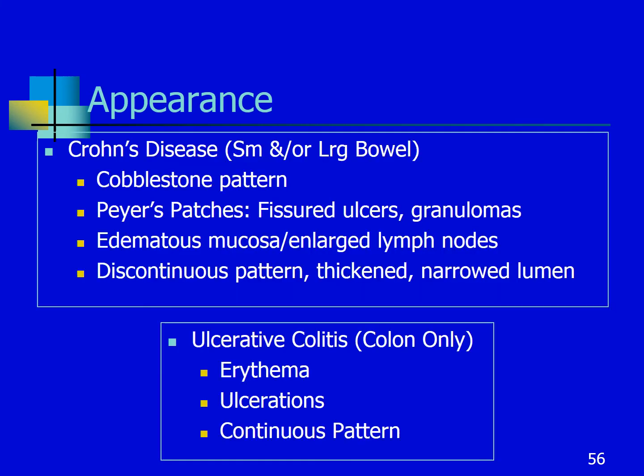Next slide. So the appearance: Crohn's disease is usually small or large bowel, with a cobblestone pattern. You see patches. There's fistulas. There are granulomas. It's edematous. Lymph nodes are enlarged. The pattern is not continuous, like we said. It's thick and has a narrow lumen, versus ulcerative colitis, which only affects the colon. You see erythema, ulceration, continuous pattern.